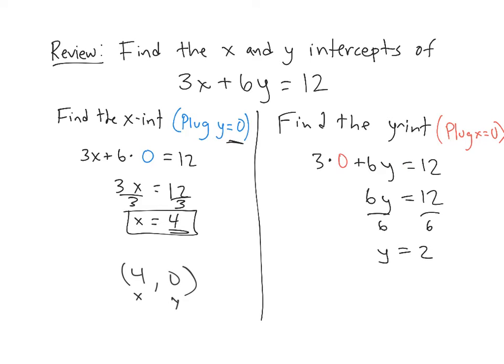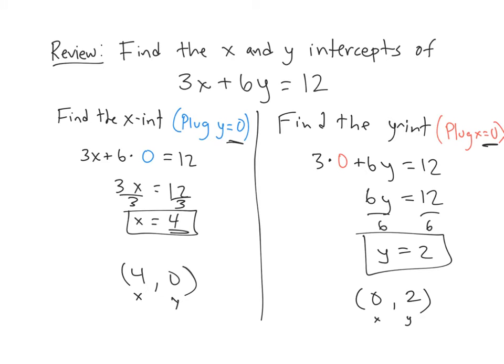Alright, so we worked that one out. 3 times 0 is 0 plus 6y on the left. So that's just 6y, and then I divide by 6. 12 divided by 6 makes 2. So I plugged in an x value of 0, and I got y equal to 2 as my y-intercept. So if I'm going to write that as a point, x would be 0 and the y value would be 2 for this one. So that's kind of the first step of solving these problems.